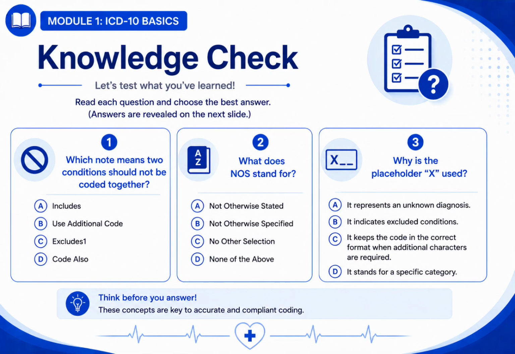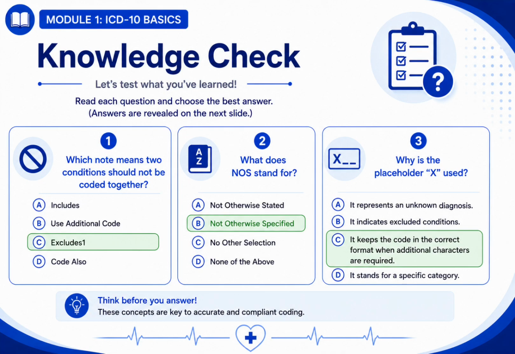Let's review what you've learned. The questions are: which instructional note tells you that two conditions should not be coded together? What does NOS stand for? And why is the placeholder X used? Pause the video now if you need more time. The answers are excludes 1, not otherwise specified, and it keeps the code in the correct format when additional characters are required. If you answered all three correctly, you're building a solid understanding of ICD-10-CM conventions.